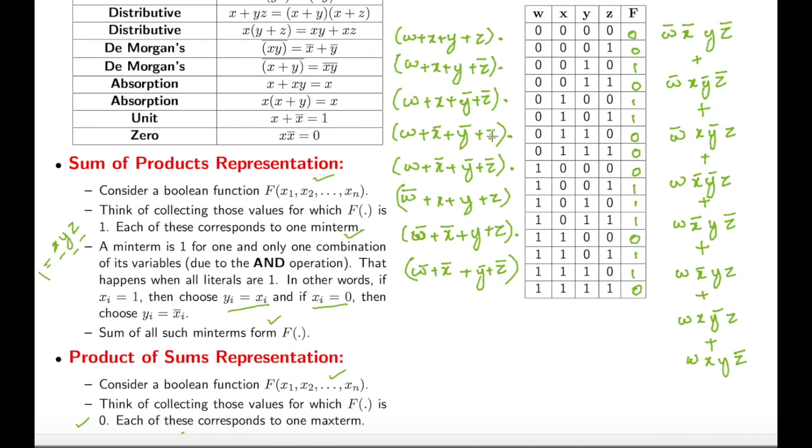So this is f equals to, and this is also f equals to. This is the product of sums representation, and this is the sum of products representation. Okay, so this is the brief explanation of the two types of representations we have for Boolean functions.